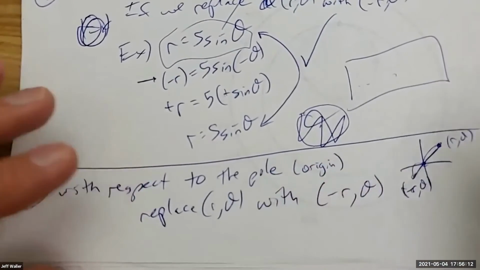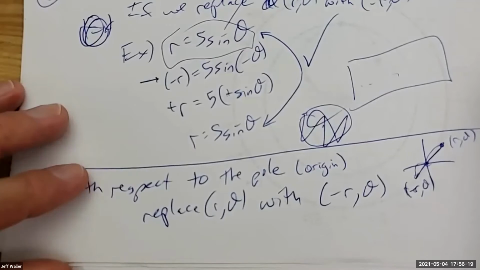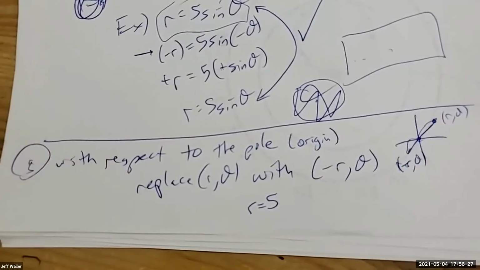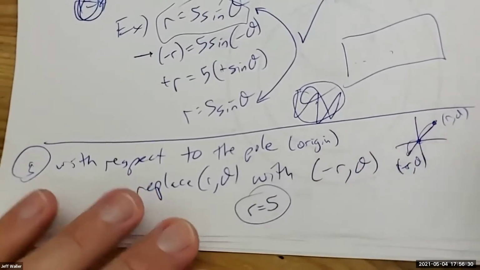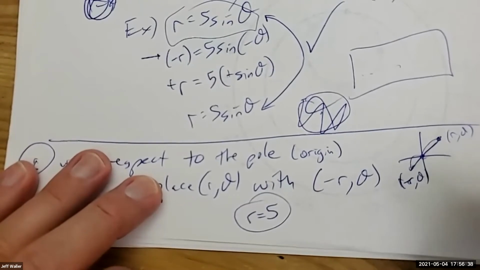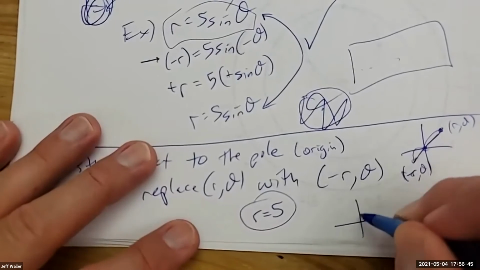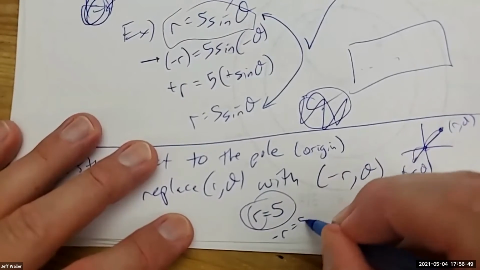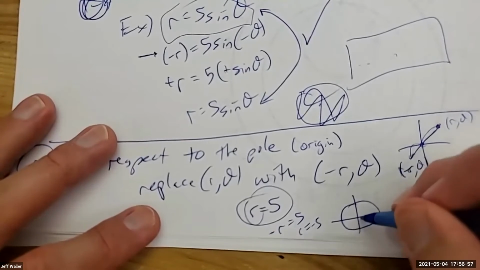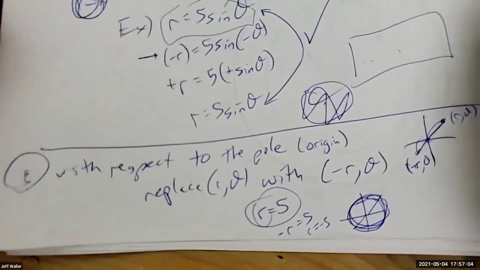Well, let's see. What's a good example of this? I didn't think of an example ahead of time. One of the easiest ones is r equals 5. What would that look like if I graphed it? It would look like a circle of radius 5. If I replace r with negative r, do I get the same thing? Of course I do. We talked about that yesterday. R negative just means go back instead of going forward, so I still get the same circle. That's a really pathetic example, but oh well.